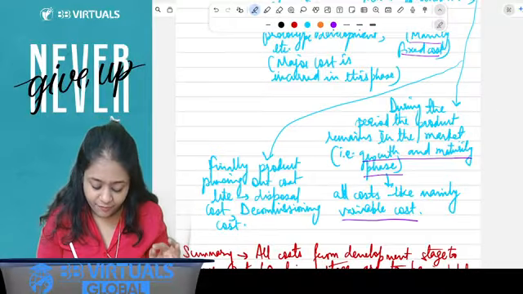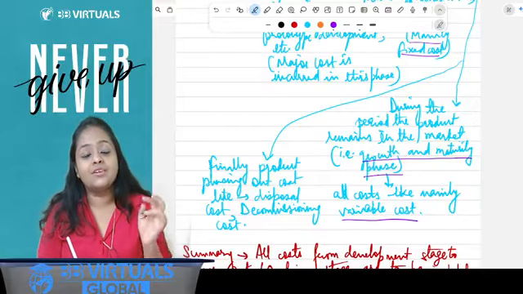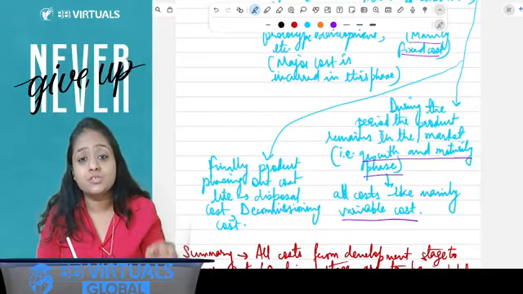So finally the product phases out of the market, and costs like disposal cost and decommissioning cost are incurred here. That's all you need to know in the product's life cycle. So right from the development stage and design phase to the declining phase or the phasing out phase, everything will be accumulated, whether it's a capital expenditure or revenue expenditure. Everything will be added together, and that will be your life cycle cost.